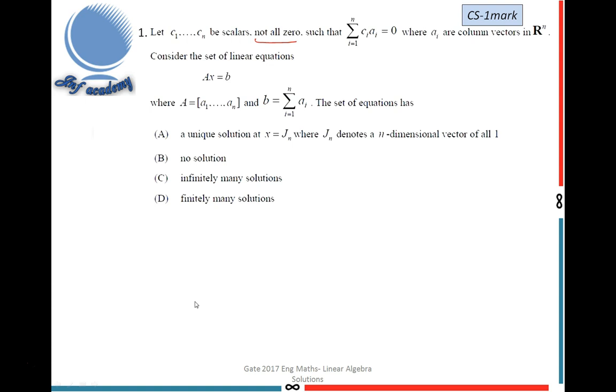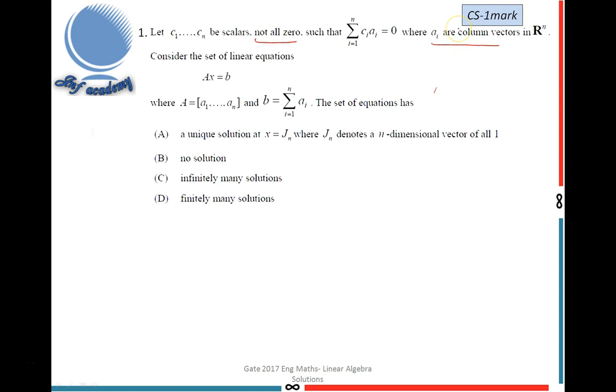The first problem is: let C1, C2, etc., Cn be scalars, not all 0, such that sigma i equal to 1 to n, Ci Ai equal to 0, where Ai are column vectors in R power n. Consider the set of linear equations Ax equal to b, where A equal to [A1, A2, etc., An], Ai are column vectors, and b equal to sigma i equal to 1 to n Ai. The system of equations has what type of solution? You have to check the given system has what type of solution.